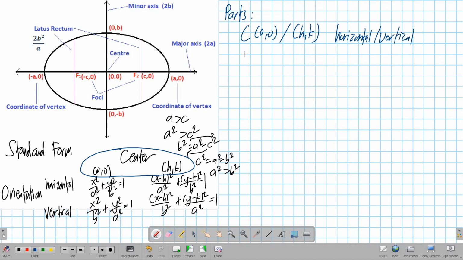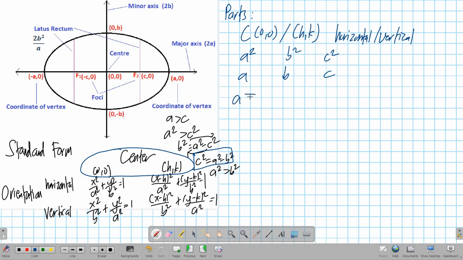After that, we then check the values of a squared, b squared, and c squared. A squared and b squared are seen in the equation. C squared is computed using this: it's a squared minus b squared, not plus. That's the Pythagorean theorem. We get a squared, b squared, and c squared because a, b, and c are important values that we use to find the parts of our ellipse.